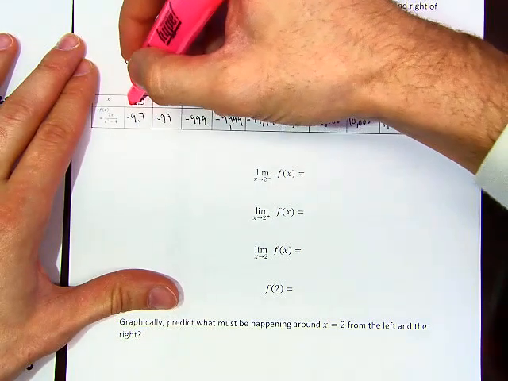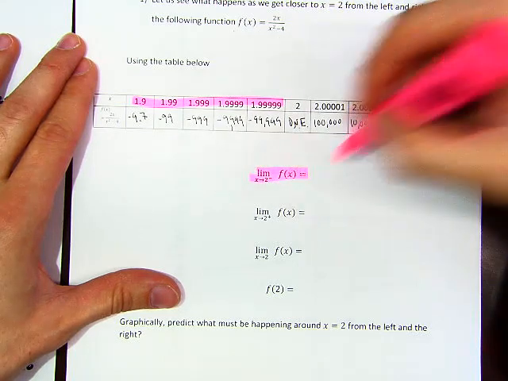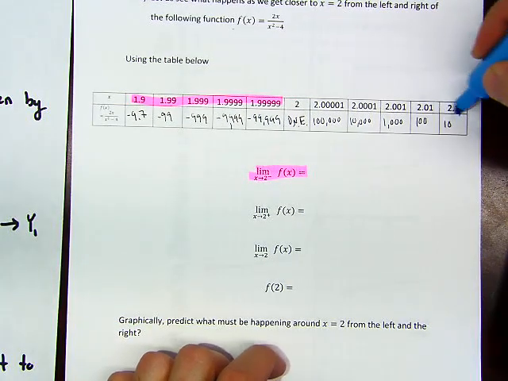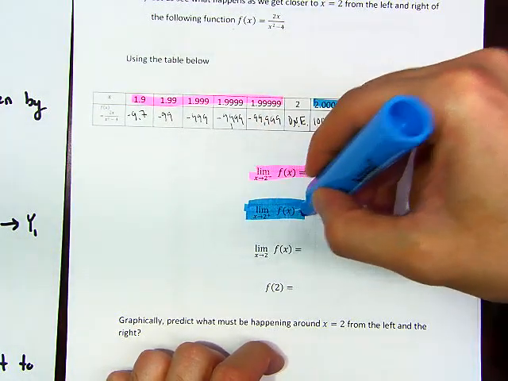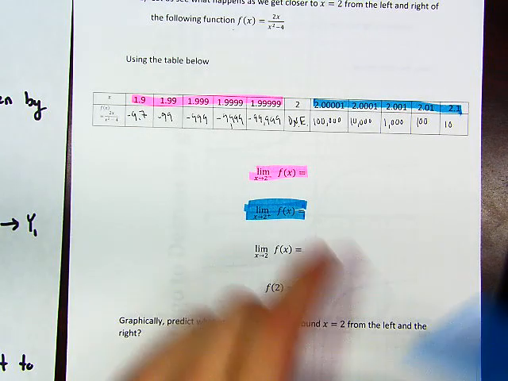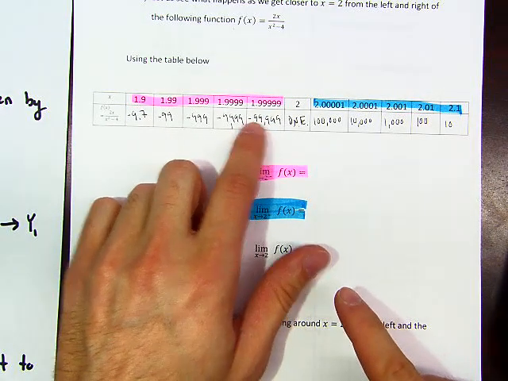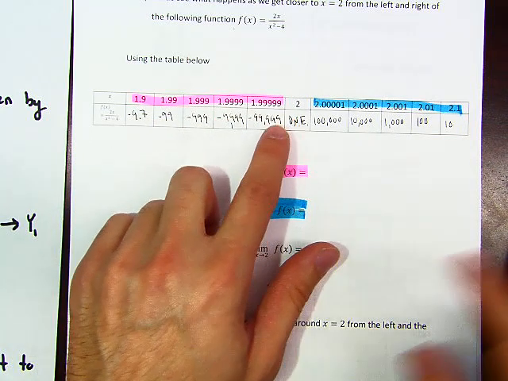These are the x values that are being approached from the left. These are the x values as you're being approached from the right. And notice that they're not matching, right? And notice that it keeps getting bigger every time you get very, very close to 2.